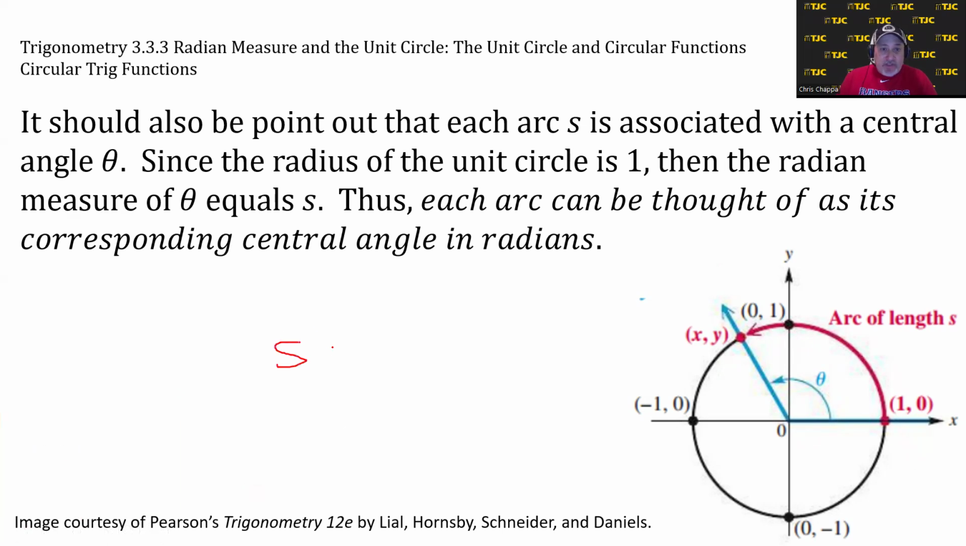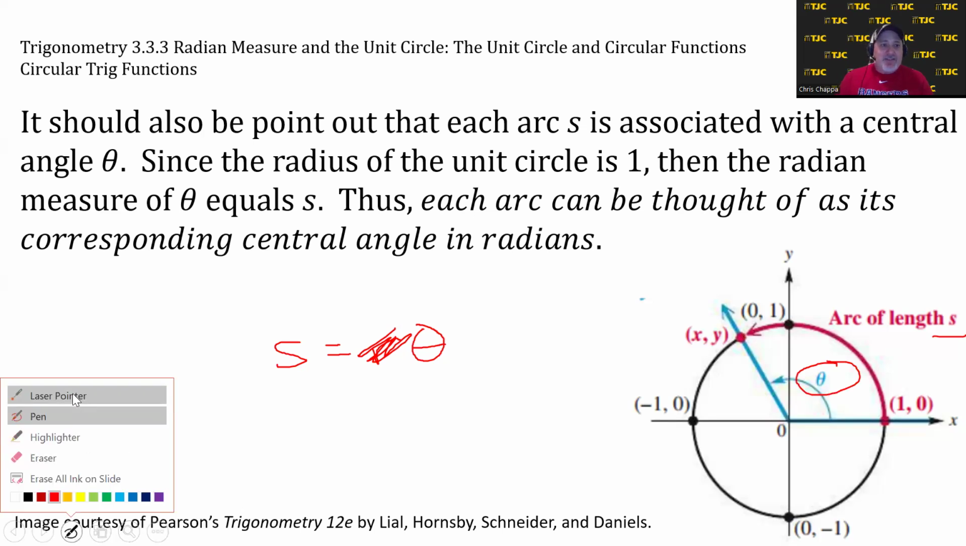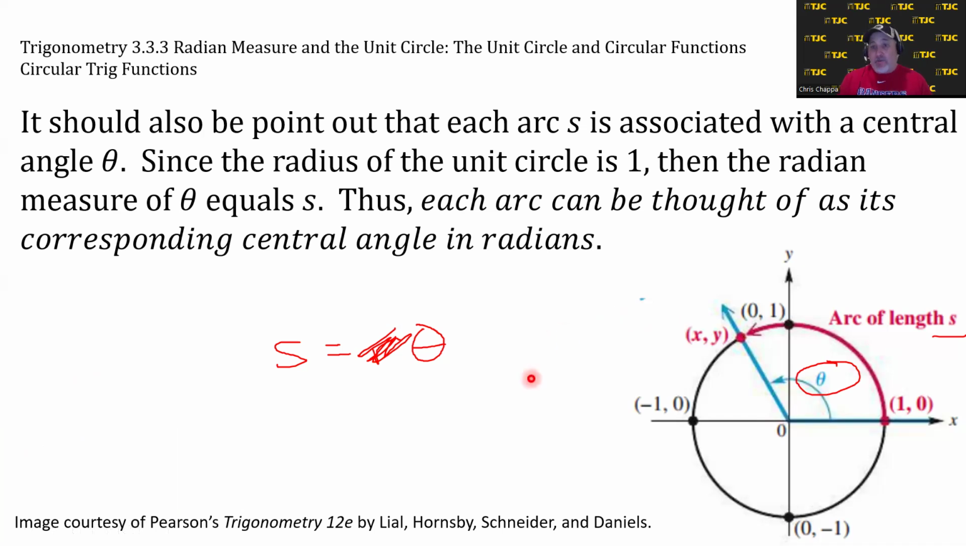We have a formula that says s equals r theta. That's the arc length formula. But if r is equal to 1, which it is in the unit circle, then the length of arc s matches the value of that radian measure. So each arc can be thought of as its corresponding central angle in radians.